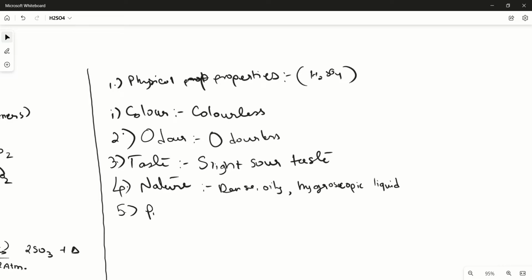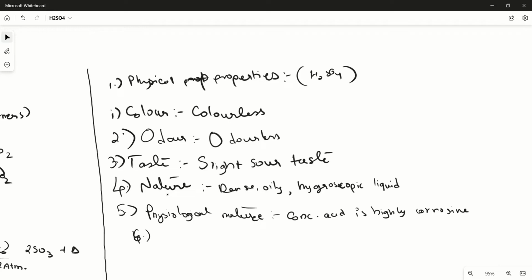Then we have a physiological nature. What do you mean by that? Physiological nature means that concentrated acid is highly corrosive in nature and it chars the skin black. So it's dense, oily, hygroscopic, and highly corrosive.